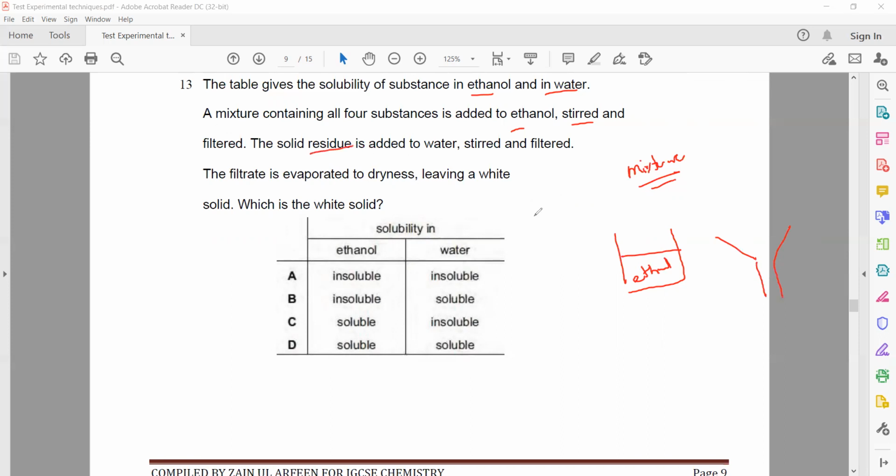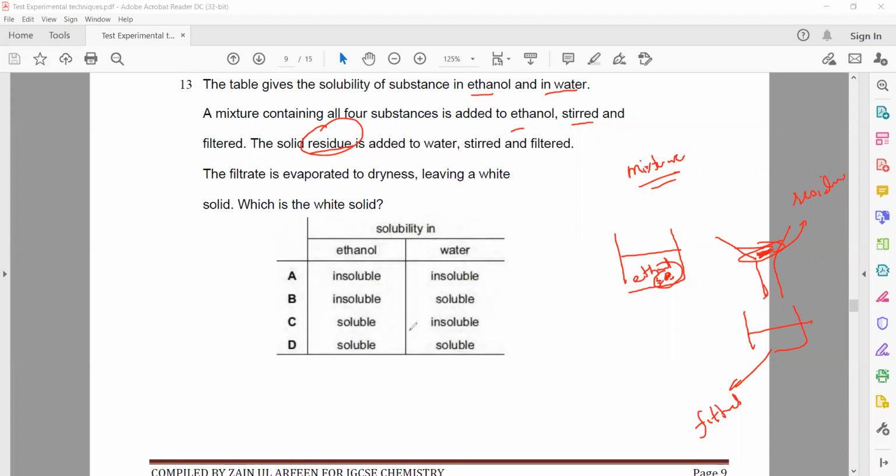The solid residue. So what is the residue here? When we add a mixture, the solid which is left on the filter paper, that is called residue. And what passes through the filter paper, that's called filtrate. So because it is a solid residue, it means it will be insoluble in ethanol. That's why it is left as a residue.